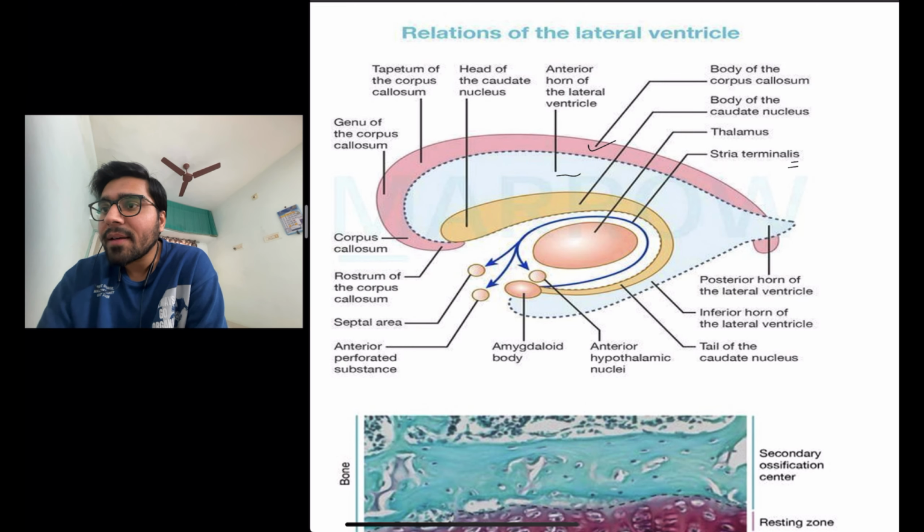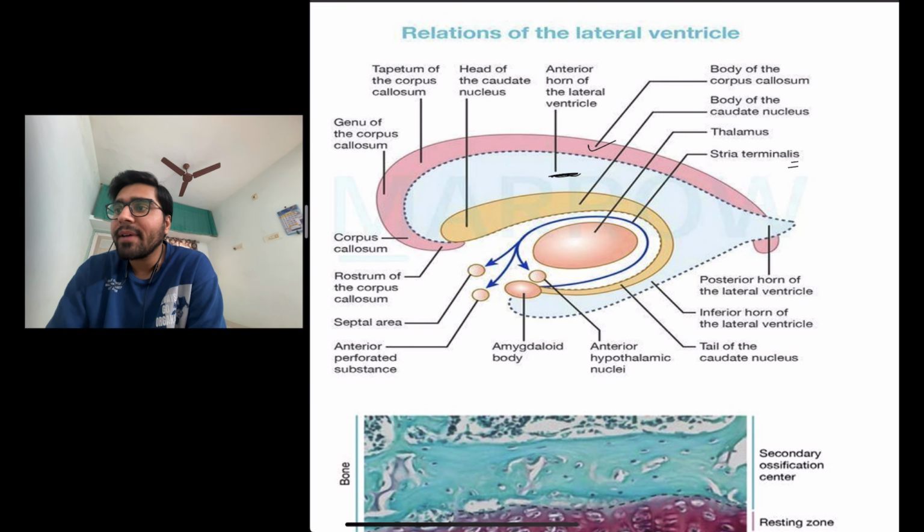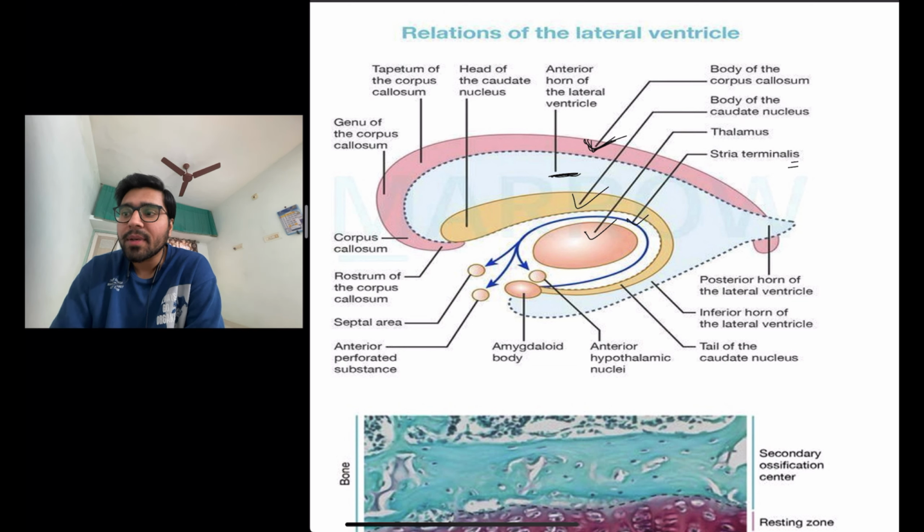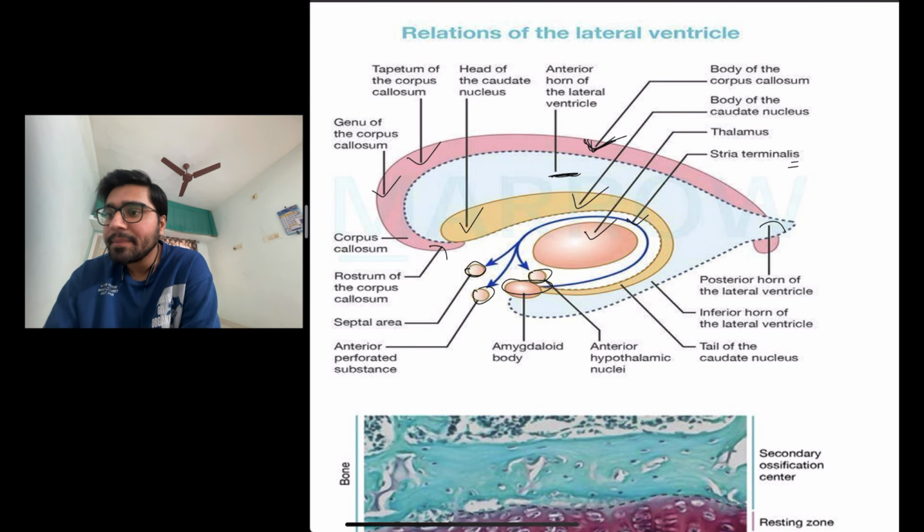So let us mark. This one is anterior horn of lateral ventricle. This one is body of corpus callosum. This one is the body of caudate nucleus. This one is thalamus. This one is stria terminalis. This is the posterior horn of lateral ventricle. This one is tapetum of corpus callosum. This one is genu of corpus callosum. This is head of caudate nucleus. This one is rostrum of corpus callosum. This one is septal area. This one is anterior perforated substance. This one is amygdaloid body. This one is anterior thalamic nuclei.